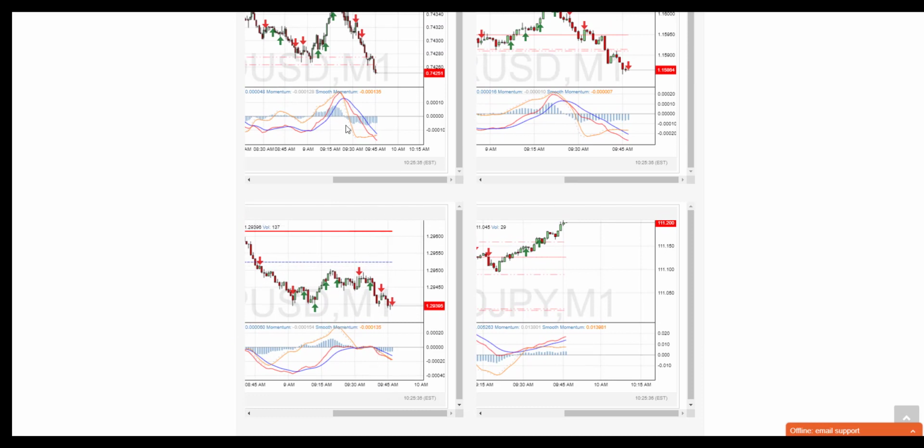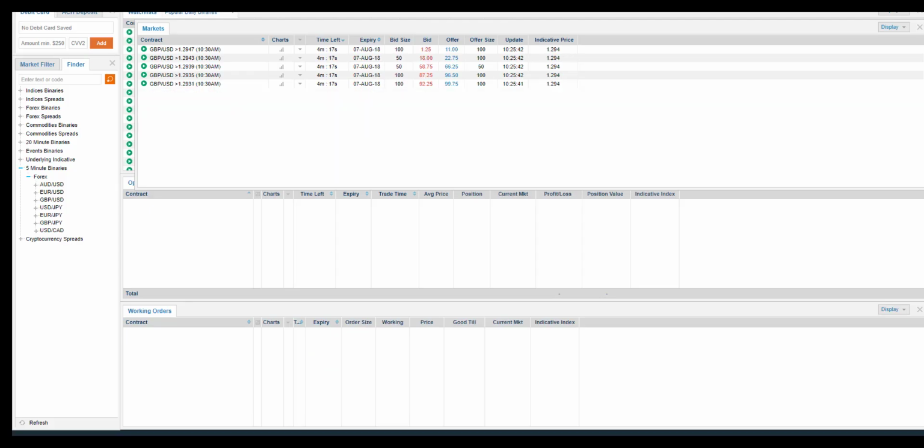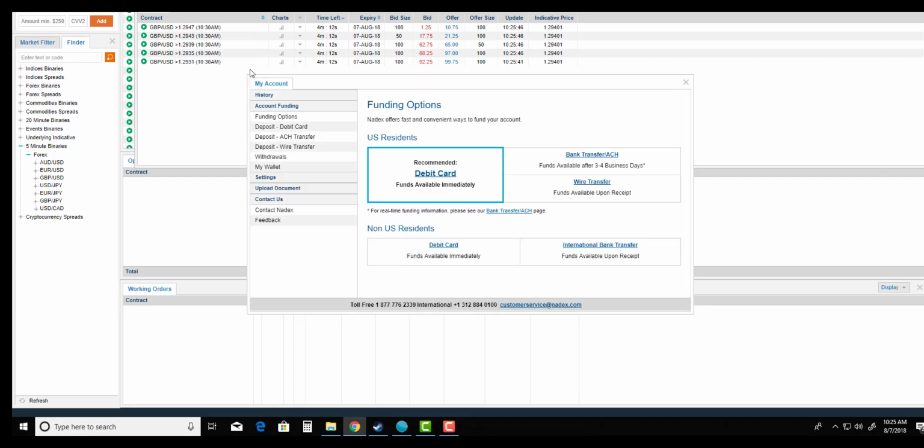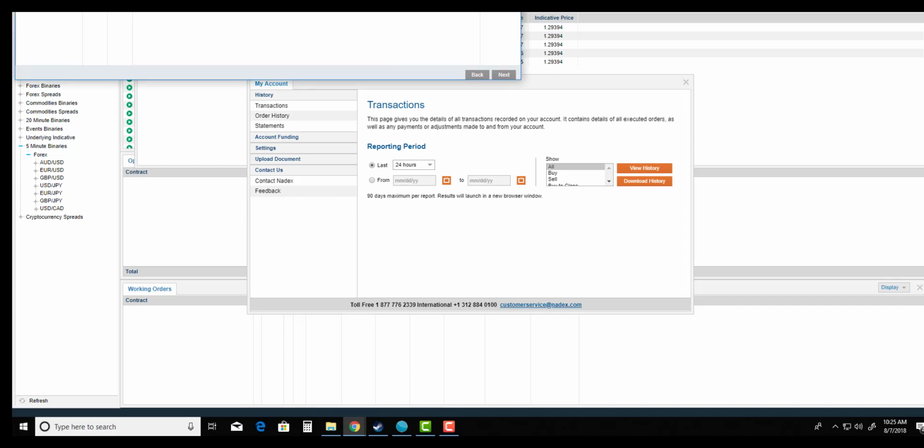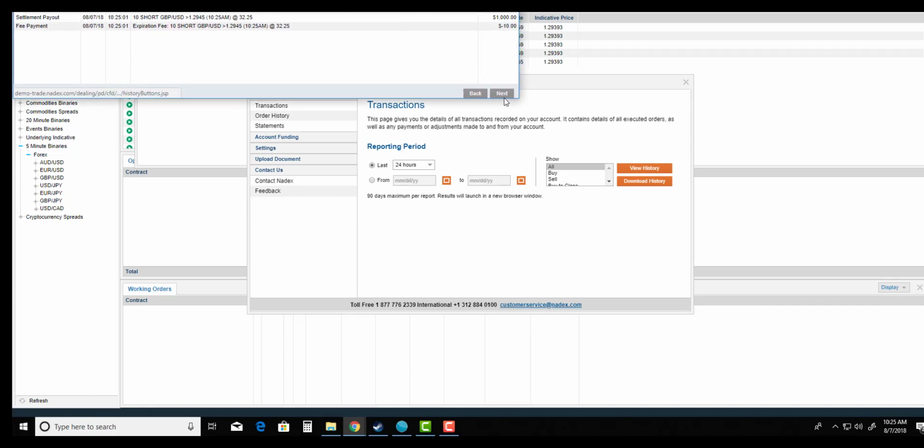So that was about a $300 trade. Let's go have a look. About $300.